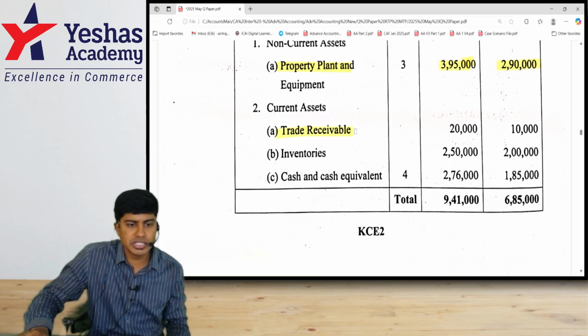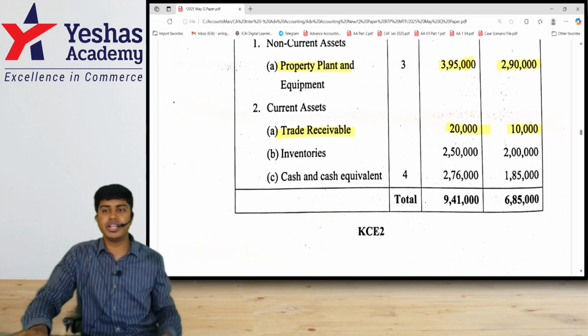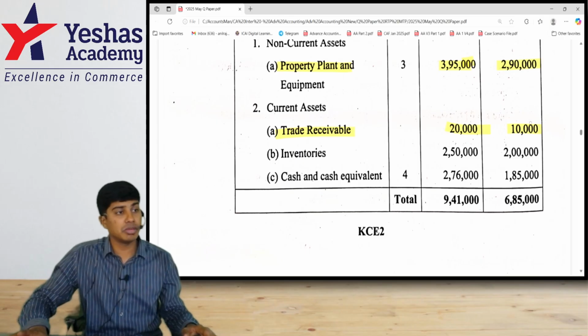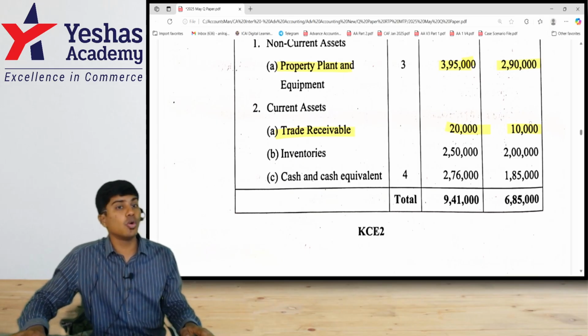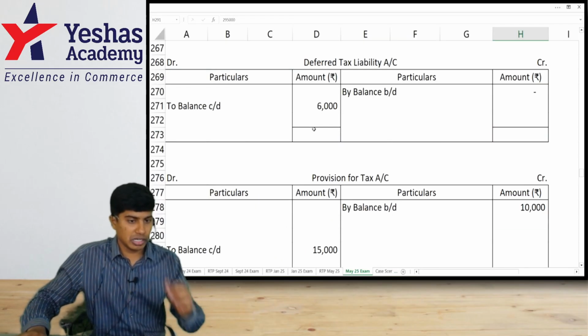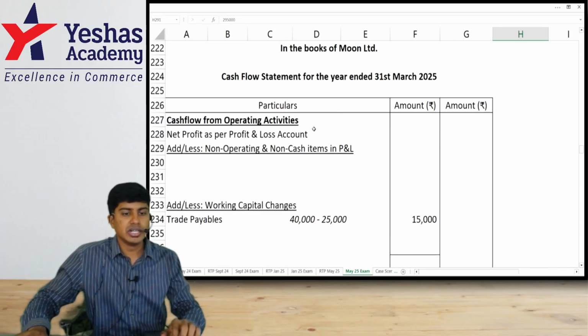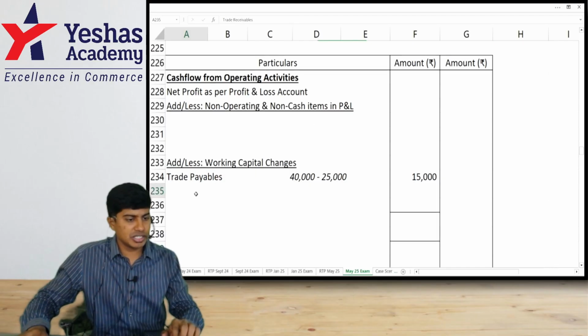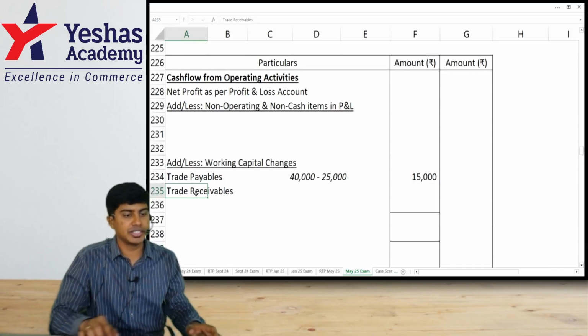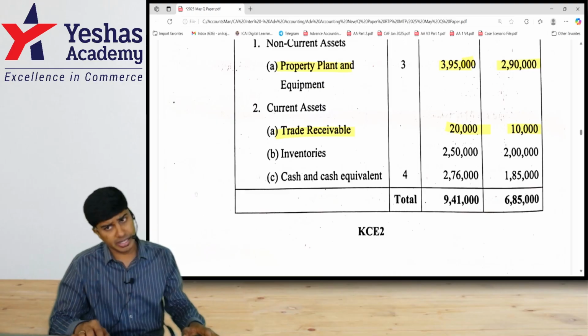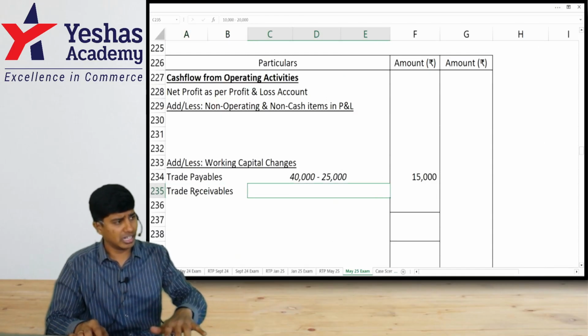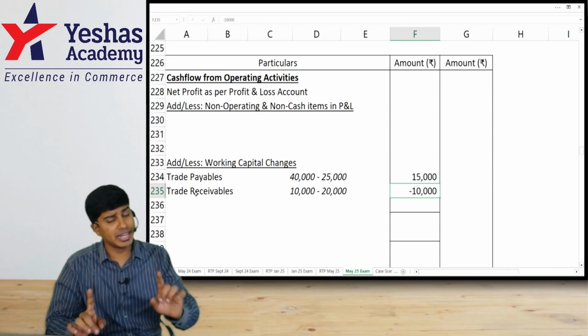Next, we have trade receivables. Trade receivables will not open a ledger. Trade receivables is a current asset. We have to take it in changes in working capital. Because it is a current asset, we have to do opening minus closing. Come on, let me take you all to my cash flow statement. Under changes in working capital, I will write trade receivables. How much is opening? 10. Closing 20. I'll do 10 minus 20 and write minus 10.